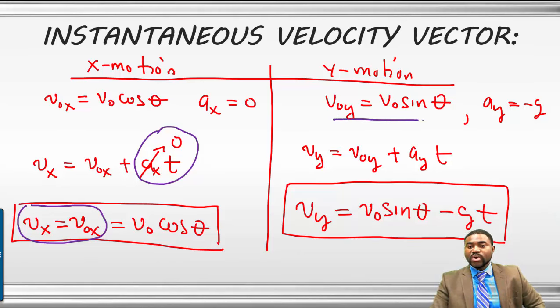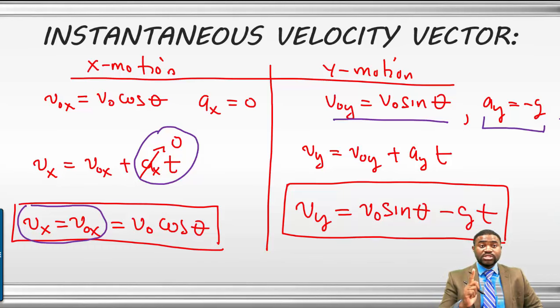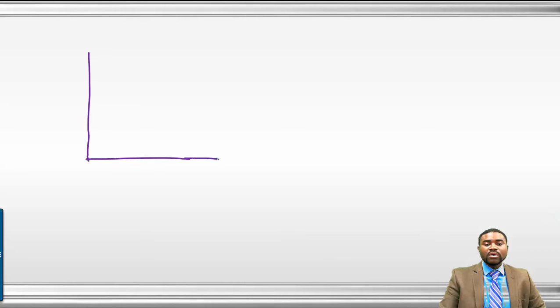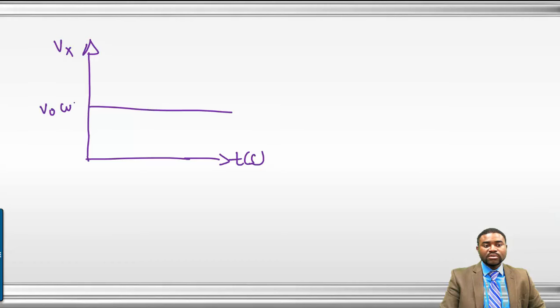Now let's shoot over to the y motion. We know that the initial velocity in the y direction is V naught sine theta, and the acceleration in the y direction is negative. We are assuming that the upward direction in this case is positive. Since the acceleration is vertically downward, it's going to be negative. From the fact that Vy is equal to V0y plus a_y t, a_y is negative g and V0y is that guy. All we have to do is substitute and we land on this equation, which is great because it actually demonstrates something. If we draw a graph of Vx against t, it's just a straight line graph. This is V naught cosine theta.